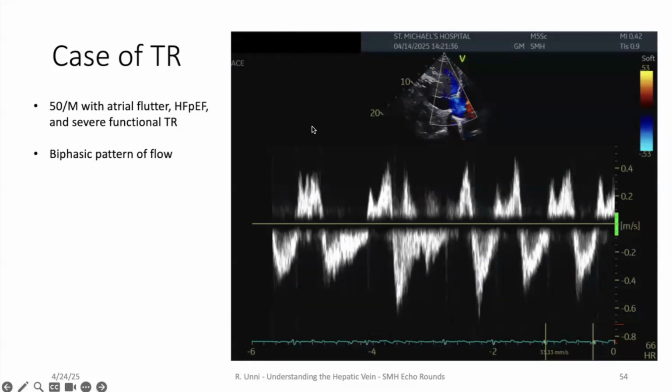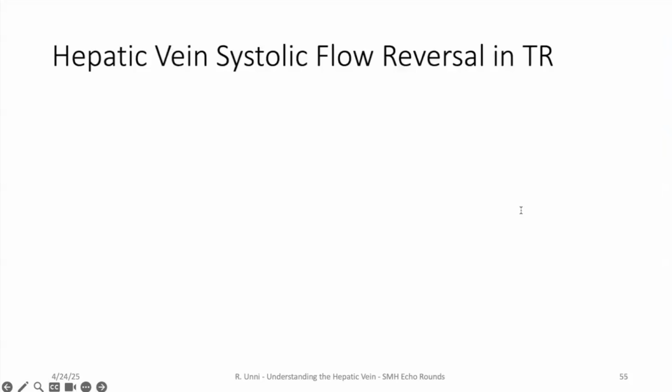No doubt about it. You might notice here and say, hey, why does this reversal have 2 spikes, and this reversal has 1, and then this reversal has 2? Well, we'll get into that. This is not an A wave because this patient is not in sinus. We'll come back to it. But the key point here is, you guys have all seen this before. Unmistakable biphasic pattern of flow in severe TR.